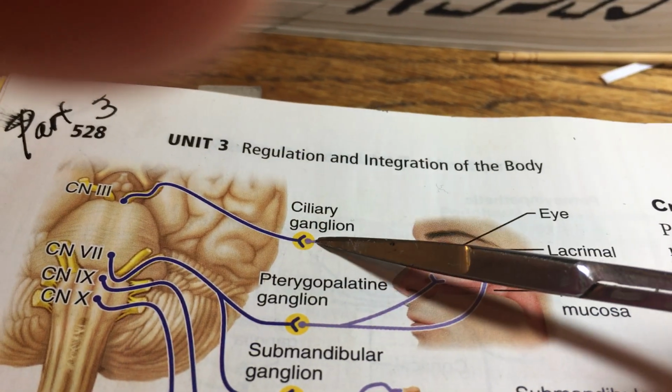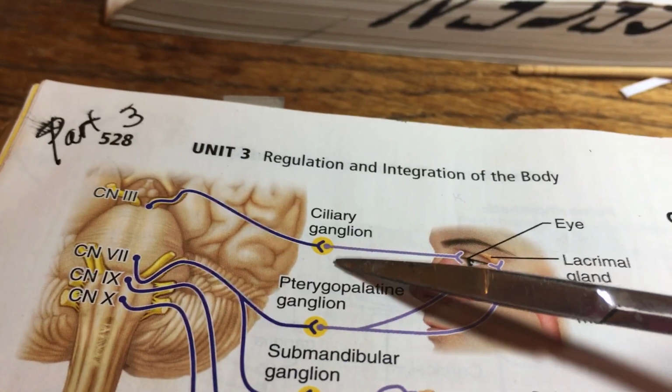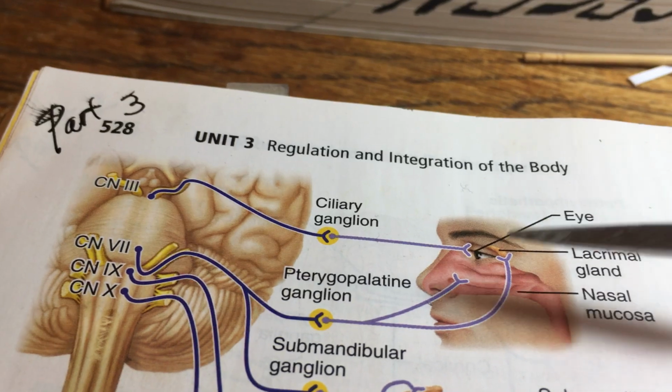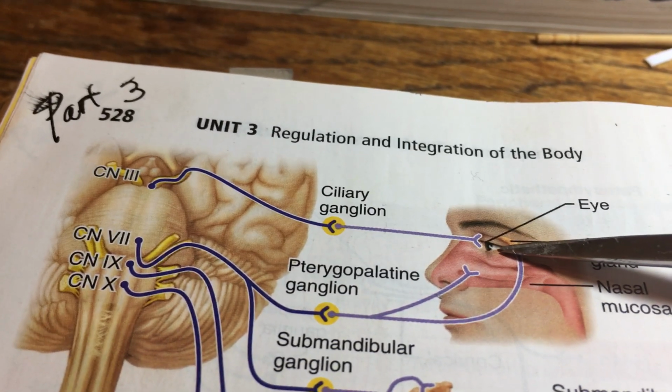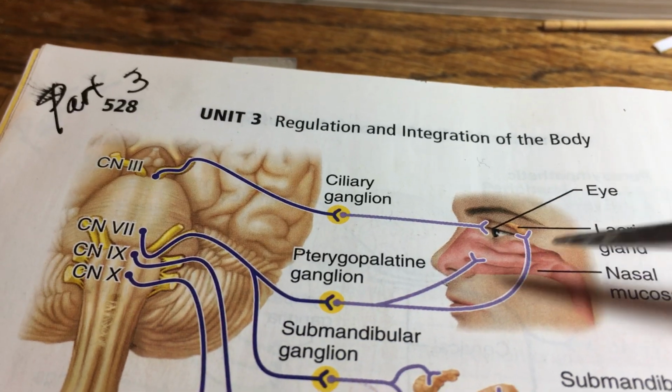ciliary ganglion. The ciliary ganglion is not somewhere between the brain and the eye. It's actually right in the connective tissue of the sclera on the side of your eye.